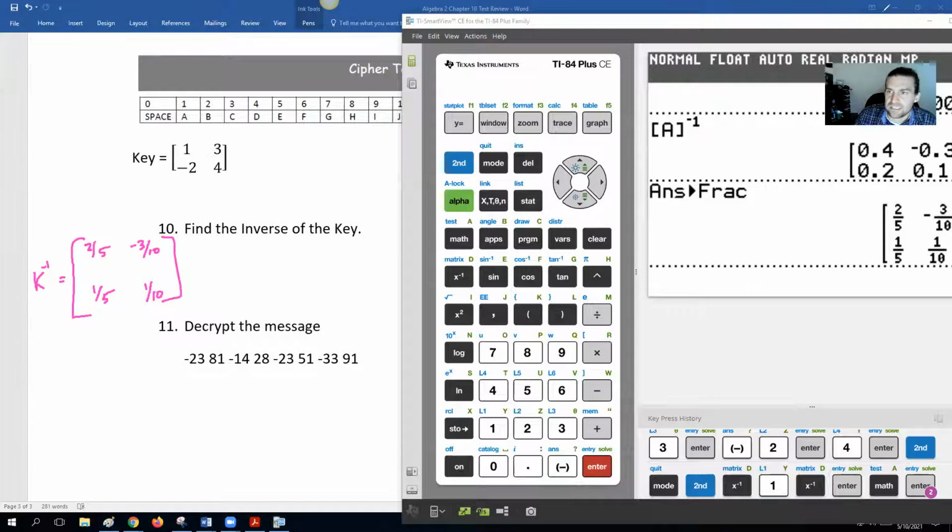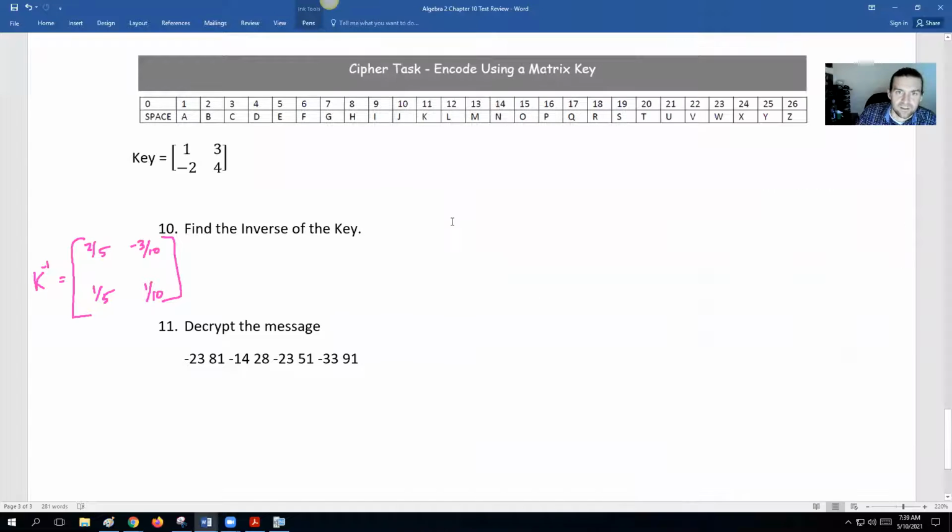Okay, so now to decrypt the message, this is technically what we're going to do: we're going to break these up into 2 by 2 matrices. We're going to multiply each one of them by the key, or we're going to do the key inverse times this one. So the first thing we would do here is probably take our key inverse, so 2/5, negative 3/10, and then 1/5, 1/10. We're going to multiply this by the matrix.